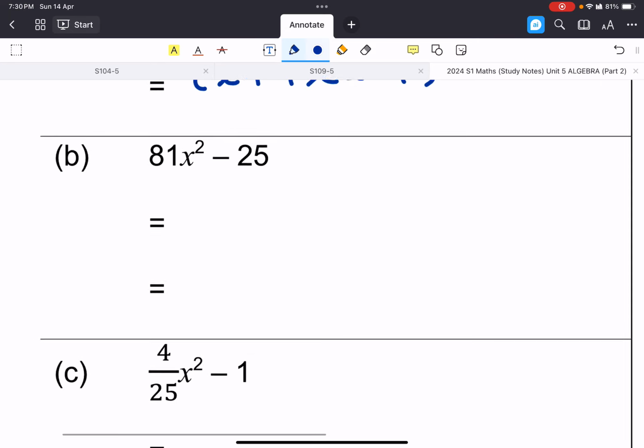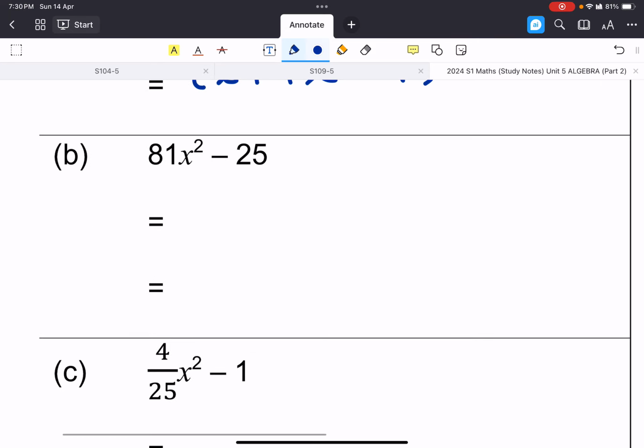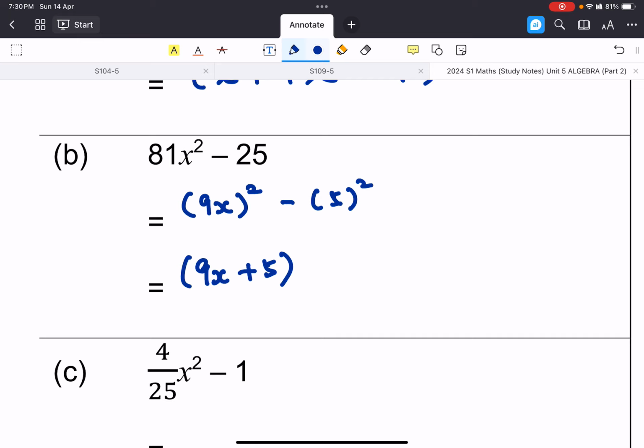Okay, so it's just another example. 81x squared minus 25. We look at this and say, okay, this is actually 9x squared minus 5 squared, right? So back to the scenario, this will be 9x plus 5, and the same scenario over here, 9x minus 5. Very quickly we can sort this out.